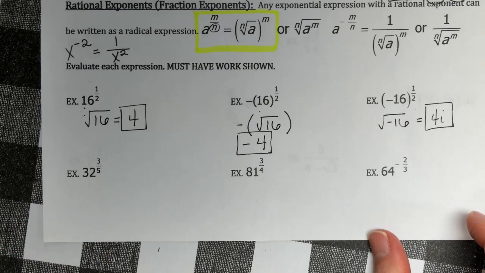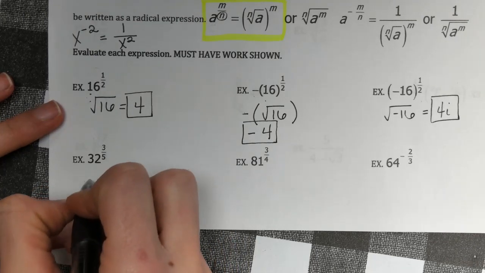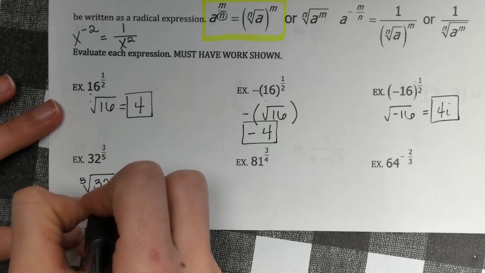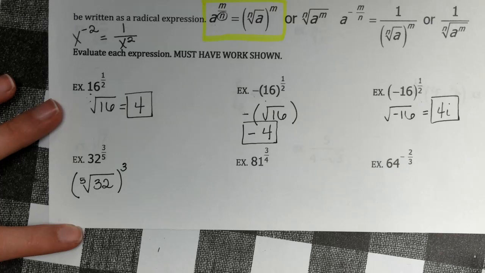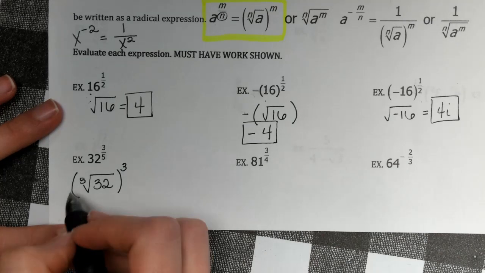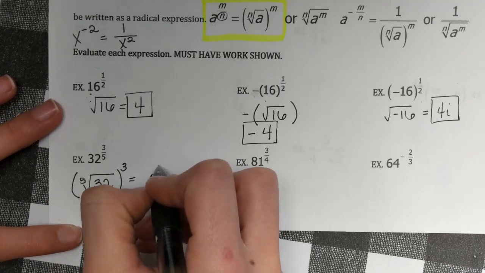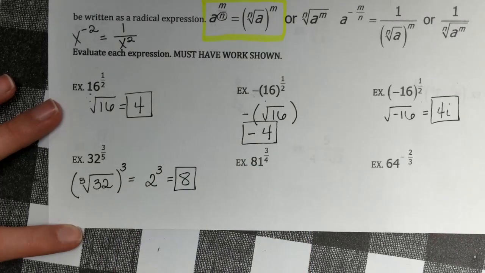Alright, now, the next example, I've got 32 raised to the 3/5. So when I write that, I've got my radical. What's my index? 5. I'm taking the 5th root of 32, and then I'm raising that to the 3rd power. Okay? So what's the 5th root of 32? So I'm taking 2 to the 3rd power, which is 8. So you evaluate the radical, the nth root, and then you raise it to the exponent.